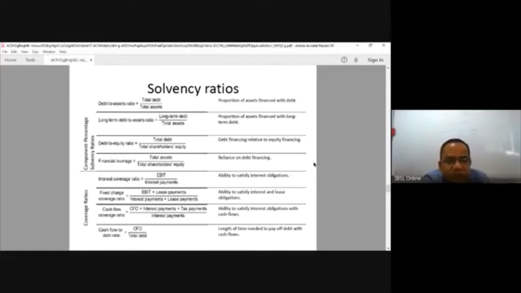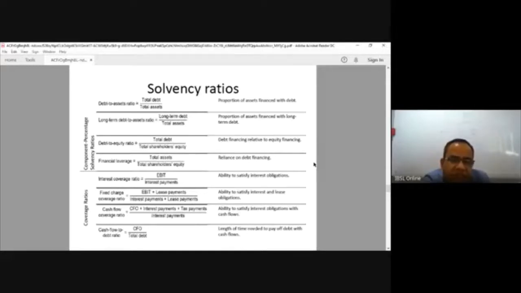For that, we will take both short-term and long-term debt. For the long-term debt to asset ratio, you take only the long-term debt, right? That will show what proportion of assets is financed with the long-term debt. So that shows the percentage about the long-term.